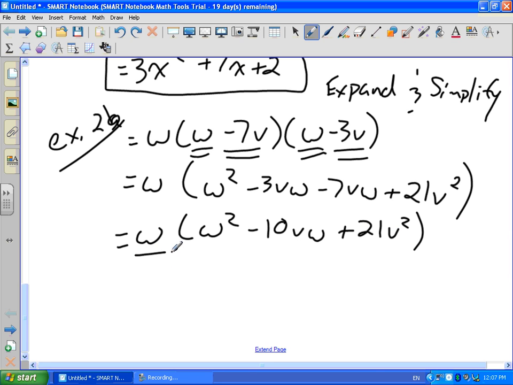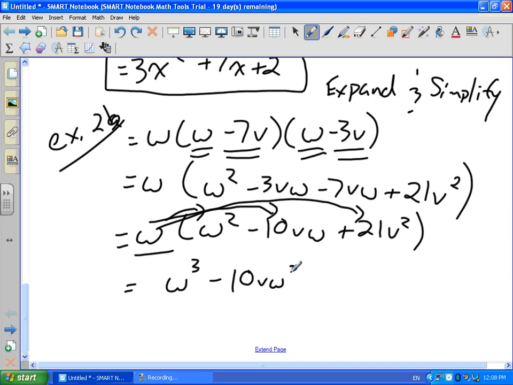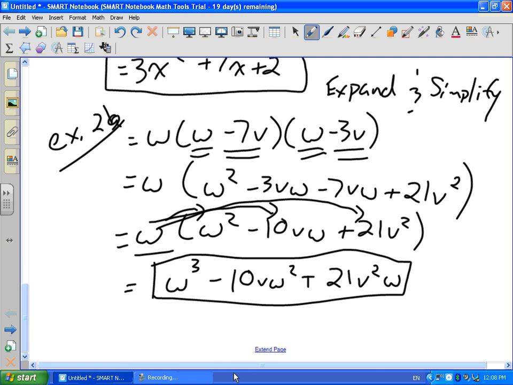Then I'm going to distribute my w on the outside to each term inside. So w times w squared is w cubed. w times negative 10vw is negative 10vw squared. And finally, w times 21v squared is 21v squared w. This would be your final answer.